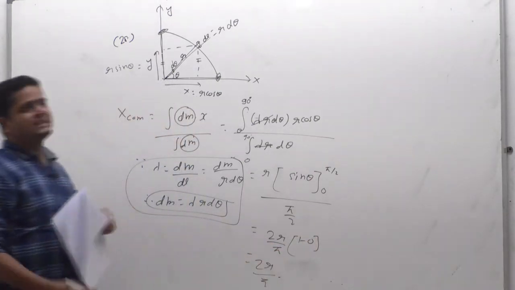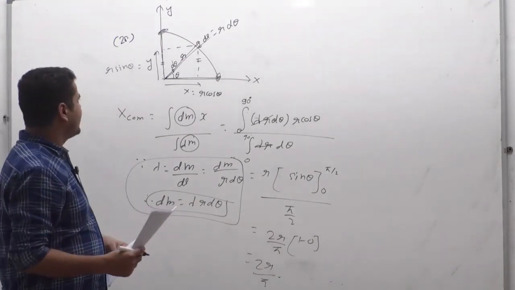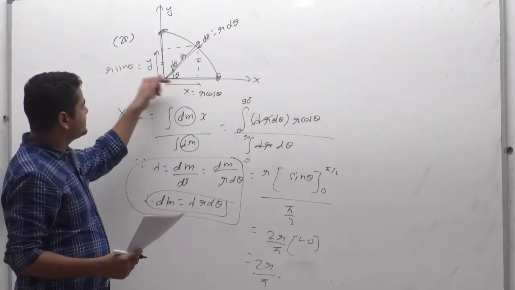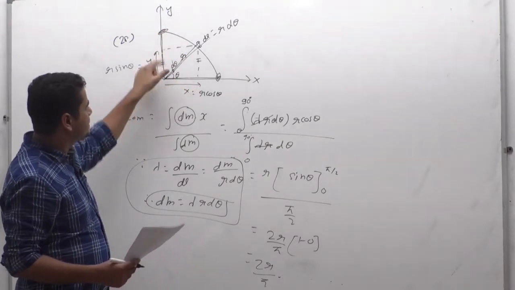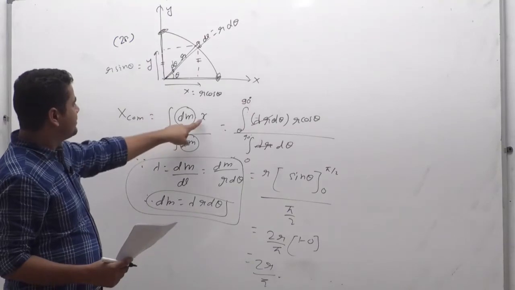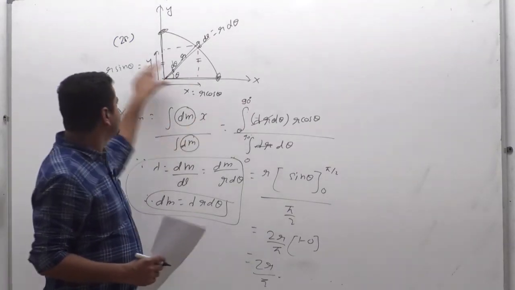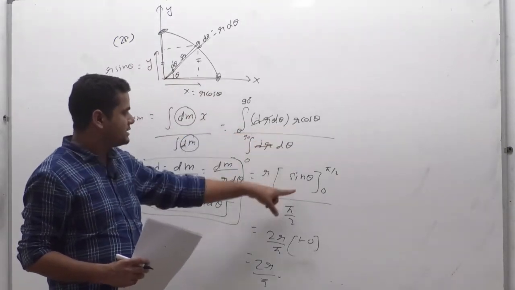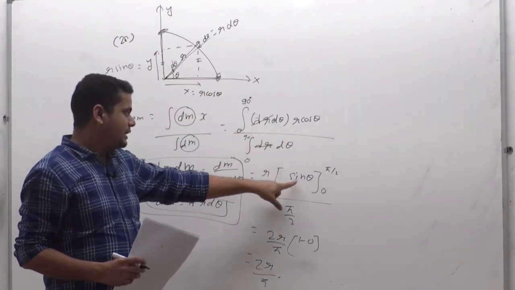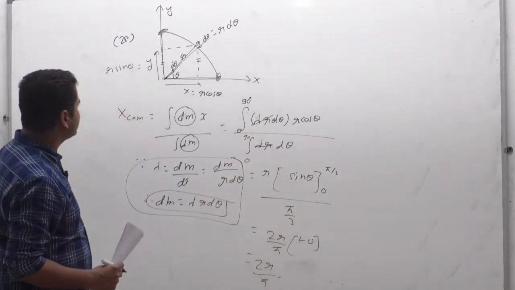Also, you can remember basically the result of this question, because for a ring the center of mass is 2r by pi, and this is like 1/4 of it. The portion is uniformly distributed, so the x coordinate and y coordinate will be exactly in a similar manner, but in the y coordinate you have to put y, which will be r sine theta, from 0 to 90. Everything will be the same, but integration of sine theta is minus cos theta, and upper limit you will put 0, so you will get the same result for the x as well as the y coordinate.